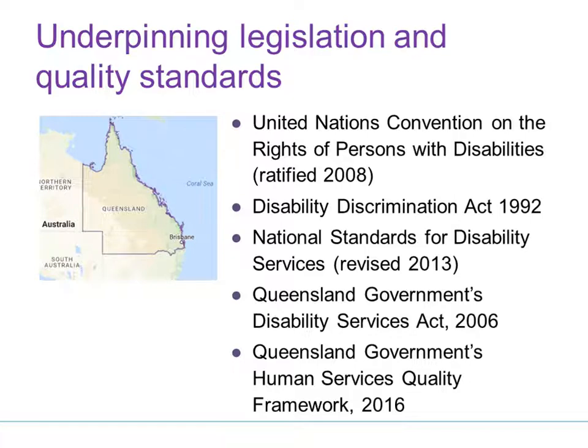And clearly, if we were looking in terms of Queensland, the sorts of areas that you'd expect an advocate to know would be very much about the Convention on the Rights of Persons with Disabilities, the Disability Discrimination Act, the National Standards for Disability Services, and the Queensland Government's own Disability Services Act and Human Services Quality Framework. It's important that the advocate can ask the question about how these are being implemented.